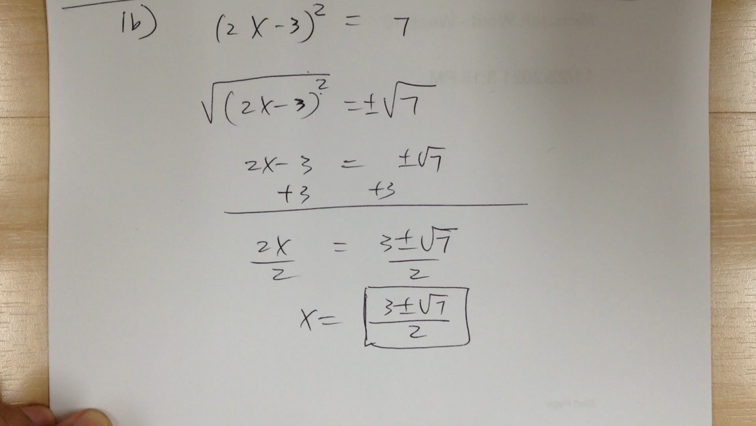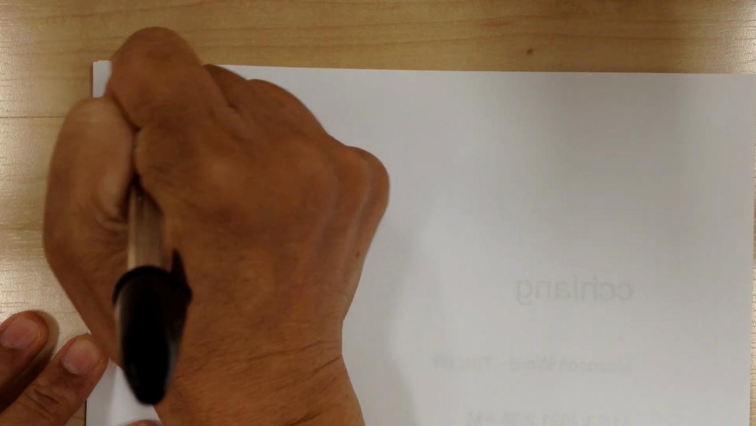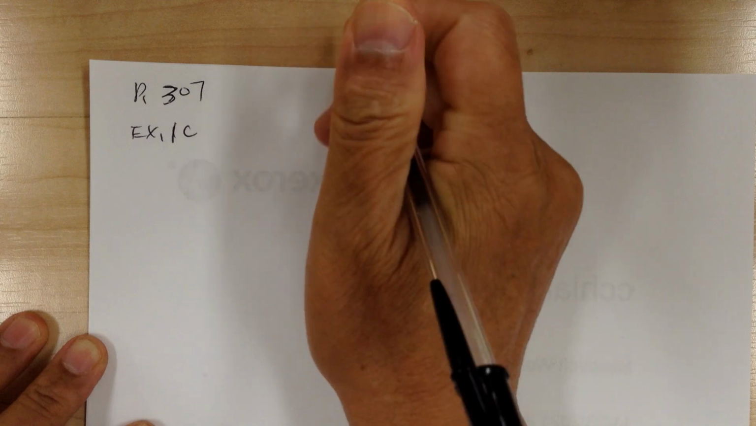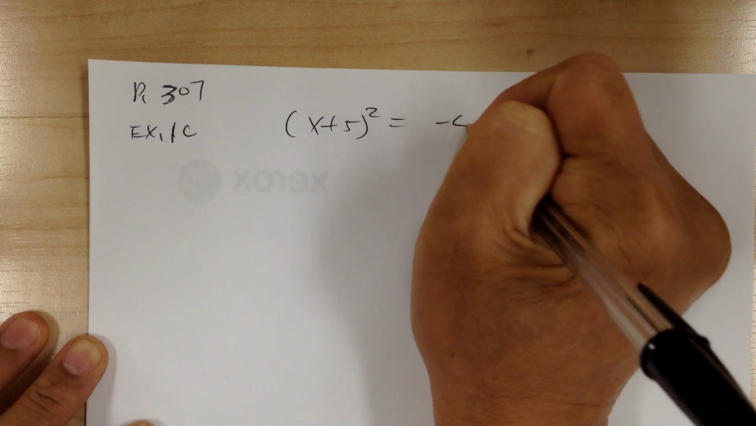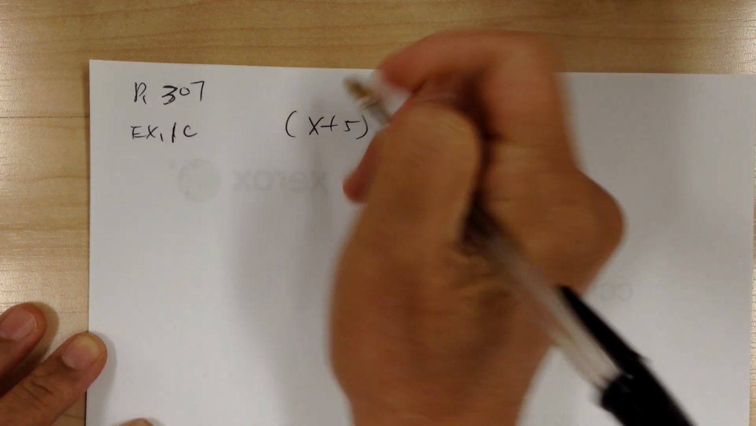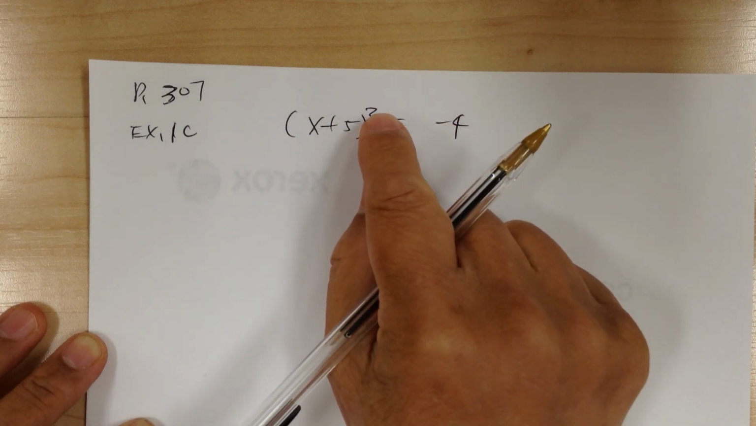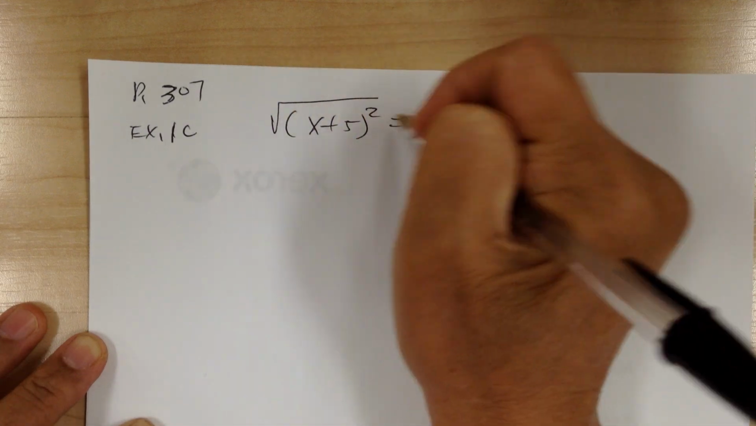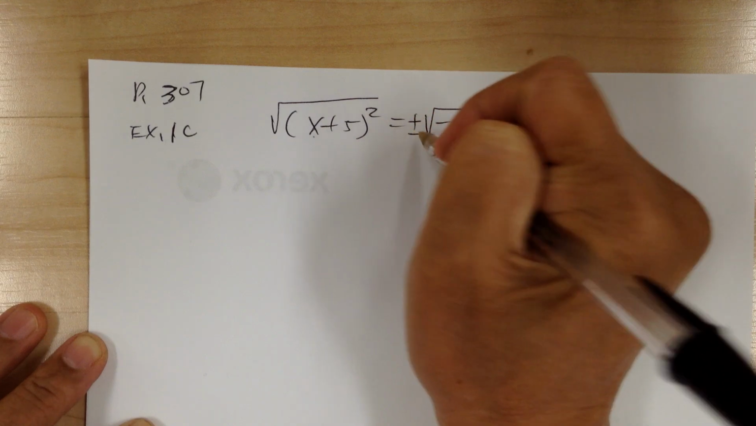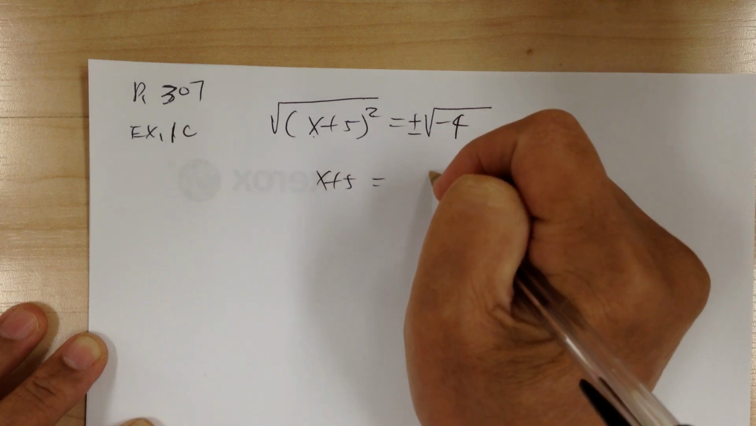Okay, let's go to example 1c. You have (x plus 5) squared equal to negative 4. Again, when you're solving for x, it means you have to get rid of all the extra stuff. So get rid of the square. To undo the square, you need to take the square root on both sides. And again, when you take the square root of a variable, you need to put plus or minus. So the square and square root cancel out, and you get x plus 5 equal to plus or minus.